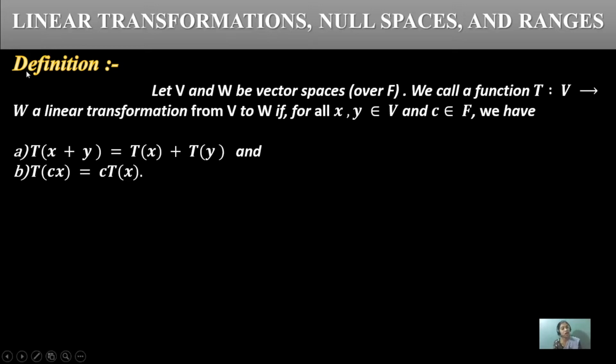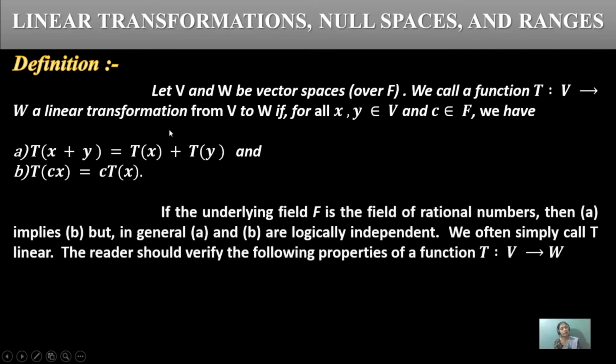First, T of x plus y equals T of x plus T of y. Here, T is applied to both terms separately. And second, T of c x equals c times T of x. Here c is a constant value, so it comes out as a common factor, and T applies to x. These are the statements for the linear combination of the transformation.